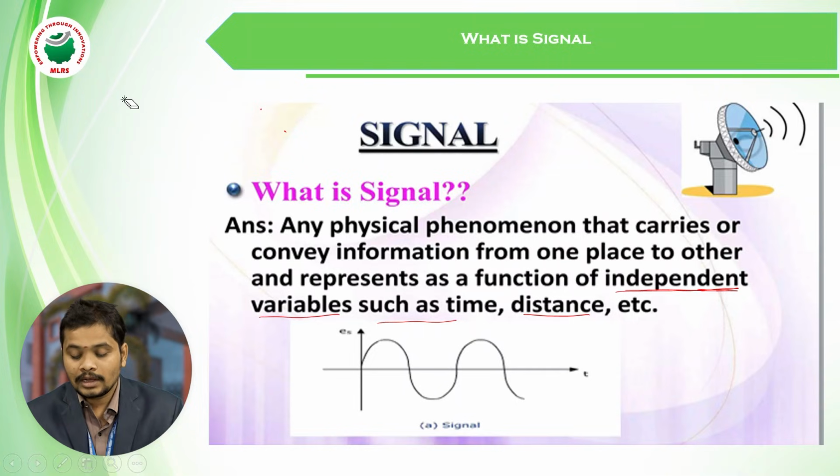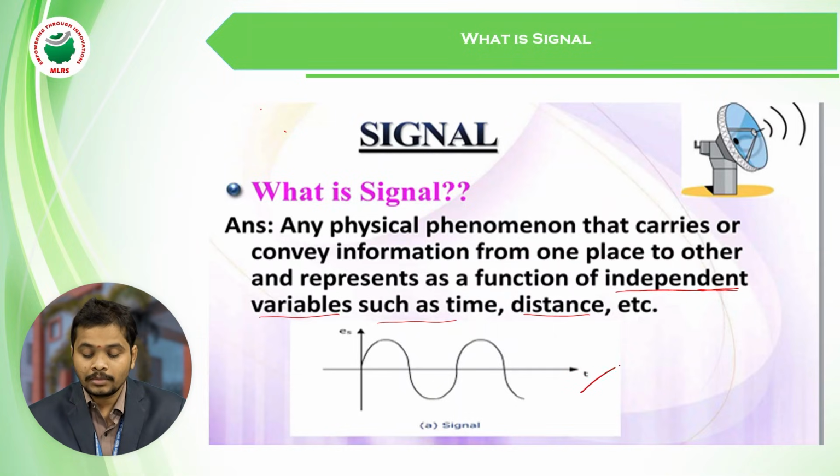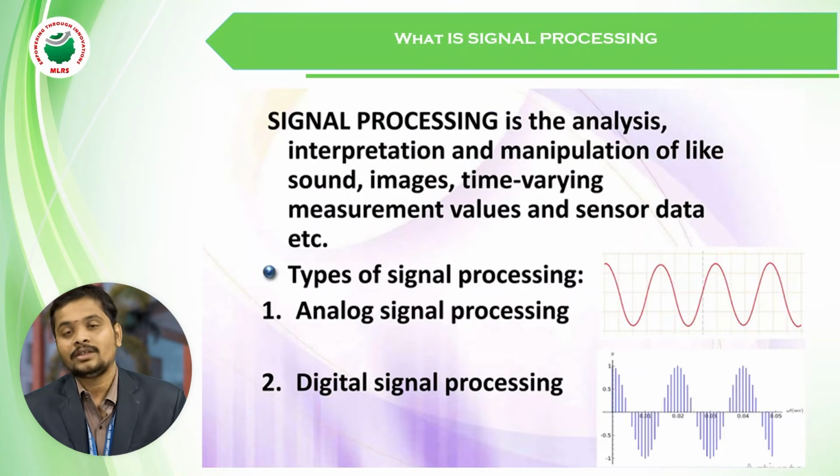Okay. This is a simple signal diagram, a sinusoidal signal, which has time and amplitude of the signal. And coming to what is signal processing: you have a signal, and if you want to extract the information from that signal, we have to process that signal. It is nothing but signal processing. Signal processing is the analysis, interpretation and manipulation of sound, images, time-varying measurement values and sensor data, etc. Here he is saying that signal processing is nothing but grasping or taking the information from the signal.